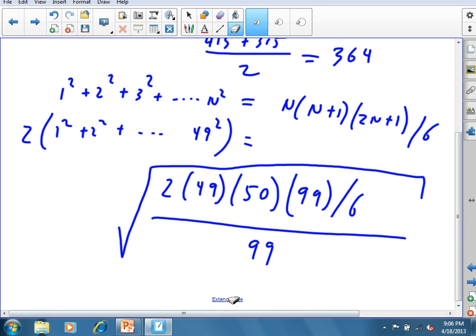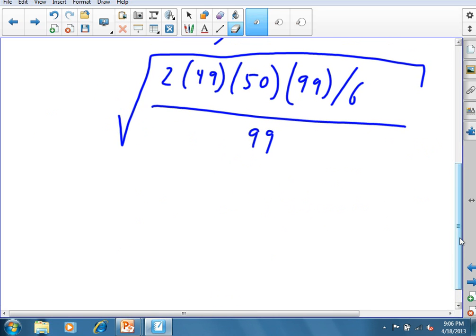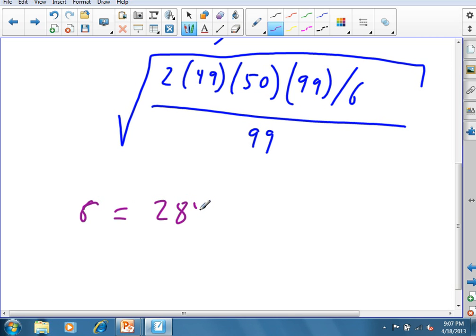So all I got to do is put it in my calculator. Two times 49 times 50 times 99 divided by 6. I don't believe it. I don't believe it. Oh, maybe I do believe it. Standard deviation, 284. Oh, I don't believe that. I didn't divide by 99. Darn. I'll do it again.